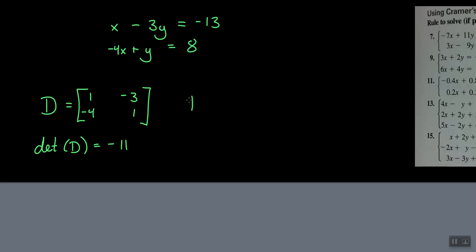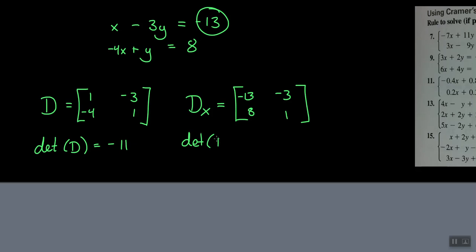Cool. Dx is the matrix that we get by replacing the x coefficients with the constants. So instead of 1, -3, -4, 1, what am I going to put in that first column? -3 and 1 are going to stay the same, but x changes. -13, because that's this answer. And here, 8. Okay. I've replaced the x coefficients when solving for x. Do me another favor real quick and find me the determinant of this new matrix, dx.